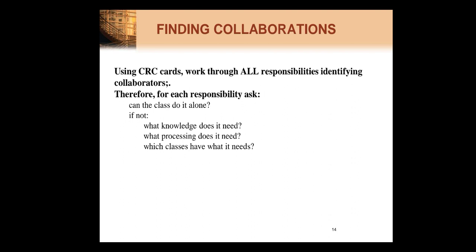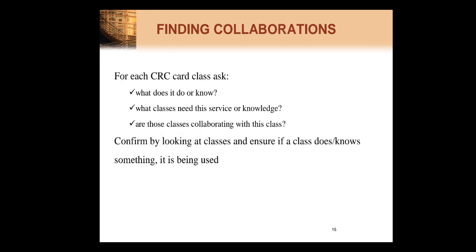Which classes have what it needs, and which classes provide such functioning or help to this class? We need to identify such classes so that we can make the collaboration between the classes. For each CRC card, the class asks what it does or knows. What classes need this service or knowledge? Which class wants such type of services or knowledge? We need to identify these classes, and whether those classes are collaborating with this class, and then we have to check whether these classes are really helpful to collaborate with the given class.